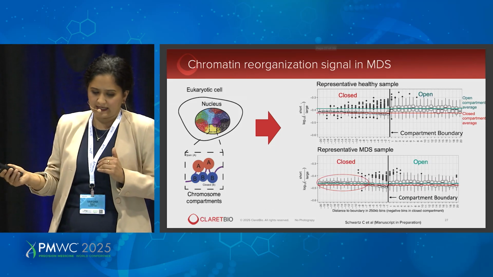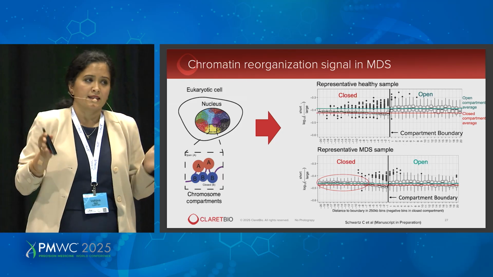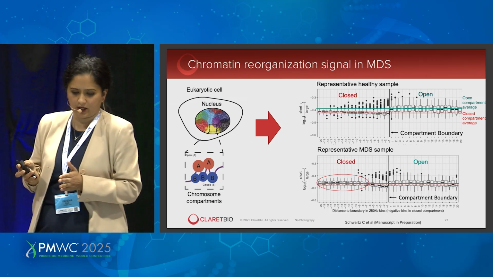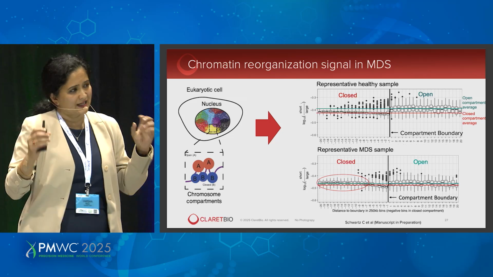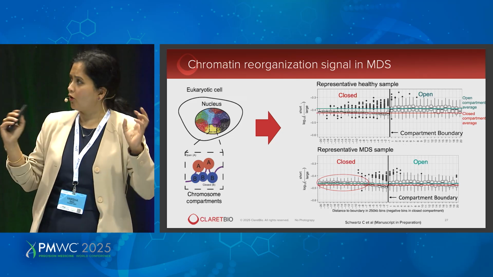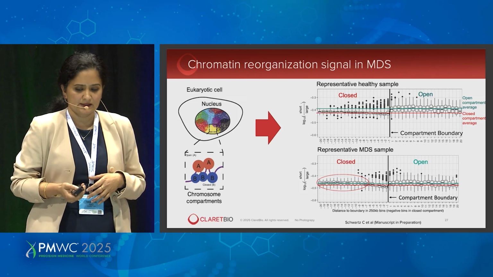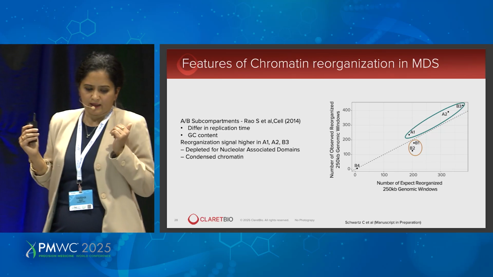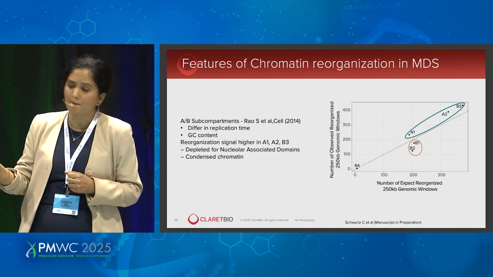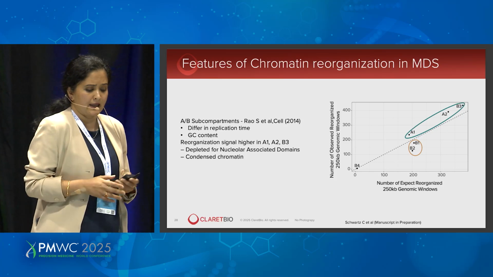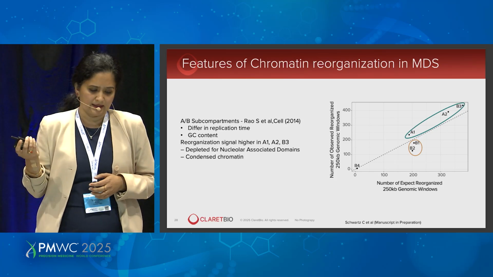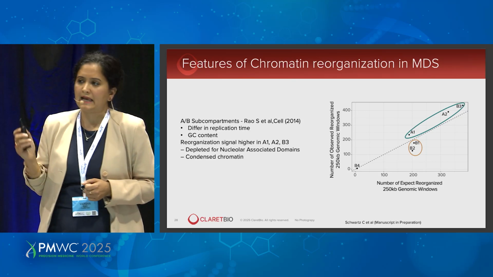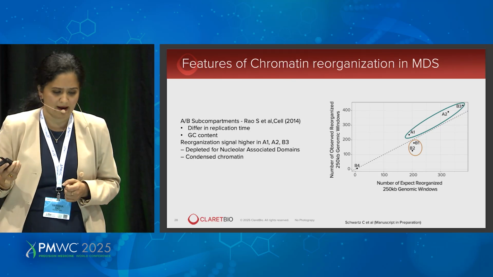However, when you look at MDS, you see that this ratio is different. The ratio between the open region and the closed region actually gets closer to each other. This is an indication of some form of reorganization of the chromatin structure itself. We looked deeper into this and we saw that there is some association with sub-AB compartments, and we found that the regions were depleted for nucleolar associated domains and also condensed chromatin.